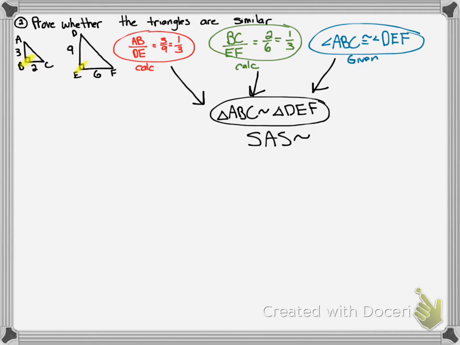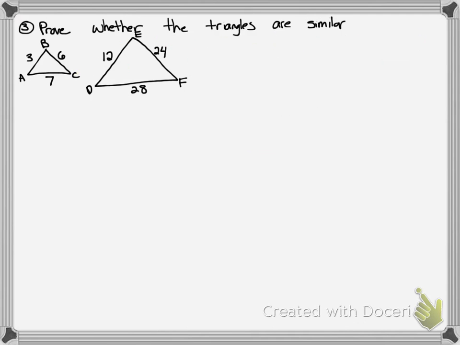Again, if I'm using three letters, one of the sides is in red, the other side is the stuff I did in green, and the angle is what I did in blue. They all need to be in the bubbles up above. Last one, prove whether the triangles are similar or not. Pause it and see if you can do the similarity proof.